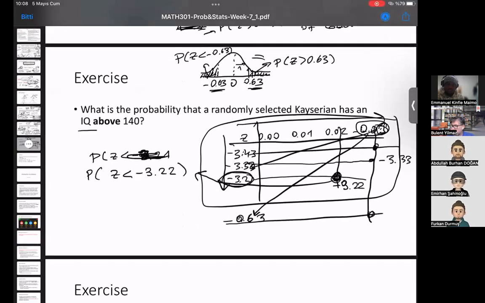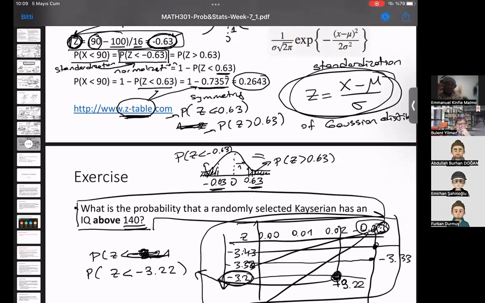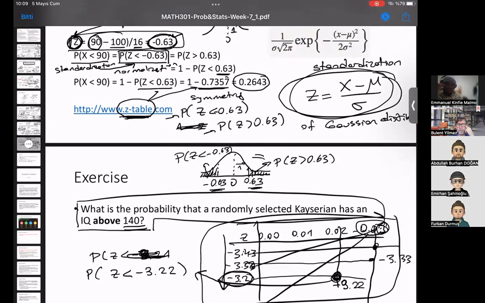I want you to find the probability, and you can check the Z table again. What's the probability that a randomly selected Kayserian has an IQ above 140? What's the probability of obtaining a randomly selected person in the population whose IQ is above 140? It's your time. Tell me the probability using the things that we discussed above and the Z table that you're going to find from the internet.